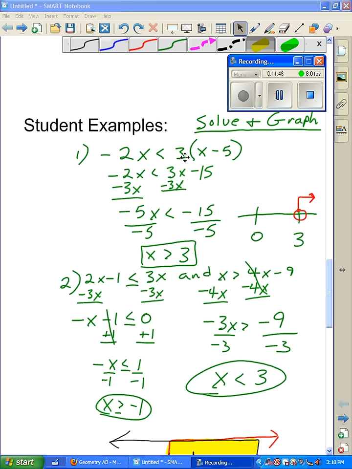Two-step inequalities here. Okay, had to distribute to 3x minus 15, 3 times x, 3 times 5. So I get -2x less than 3x minus 15. I move my 3x over because we got to still solve for x. So you got minus 3x, that's -5x. Divide both sides by -5. And x is going to be greater than 3.